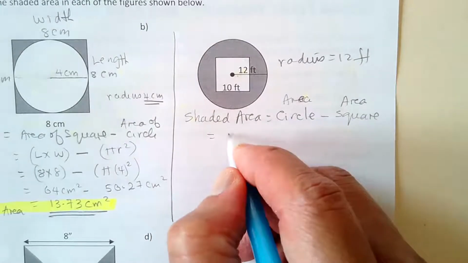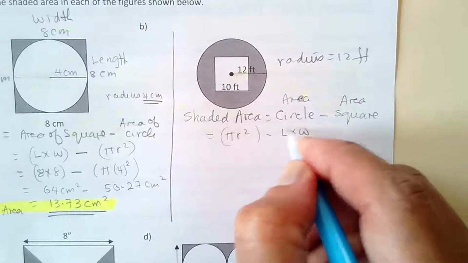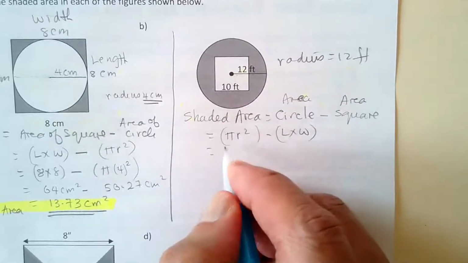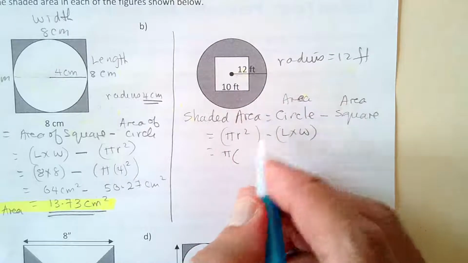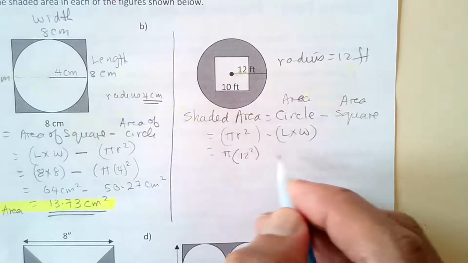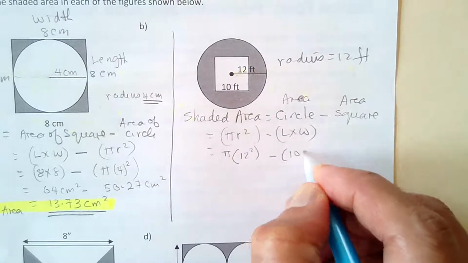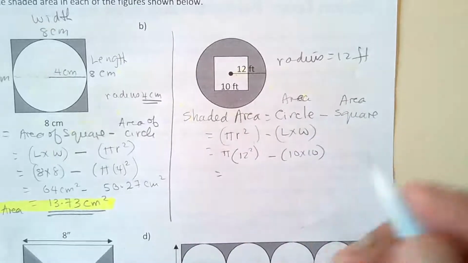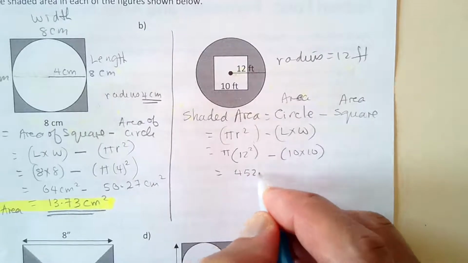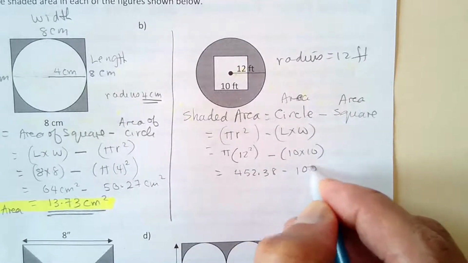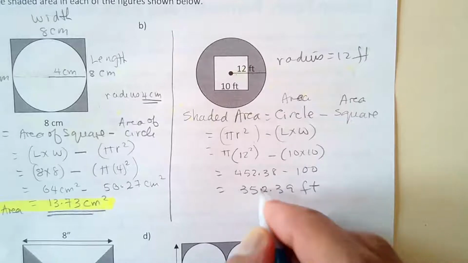So if you work that out, circle is pi r squared minus length times width, where the radius is 12 for the circle. Now the length and the width is 10 times 10. So 144 times pi will give us 452.38, minus 100, for a final answer of 352.39 square feet.